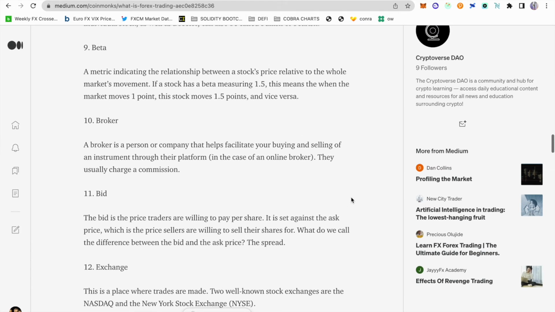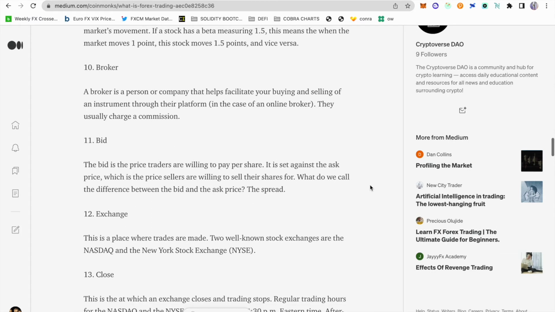Beta. A metric indicating the relationship between a stock price relative to the whole market movement. If a stock has a beta measuring 1.5, this means that when the market moves 1 point, the stock moves 1.5 points, and vice versa. So beta is another important metric.